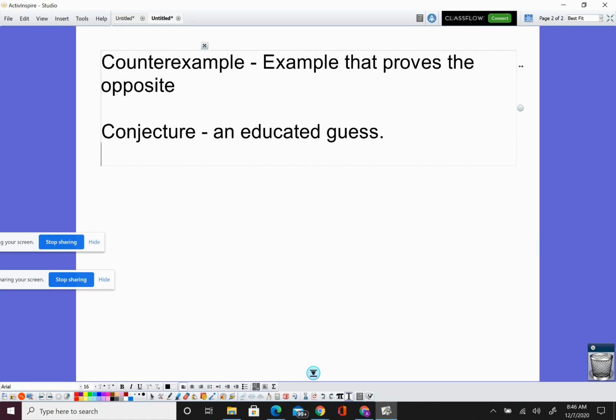If I put a quarter in a gumball machine, but the price on the gumball is 50 cents, am I going to get a gumball out of that? No. That would be a counterexample. So those two words, conjecture and counterexample, you also need to know what those are.